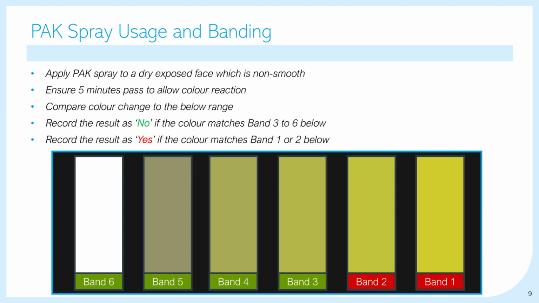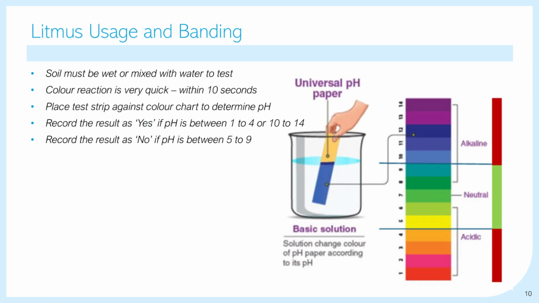Never guess. Now the litmus test. This helps confirm contamination in the subbase by checking the pH. Take a small sample of the subbase, mix it with clean water, and dip in the strip. The reaction takes about 10 seconds. Compare the strip color to the chart. If the reading is between 1 and 4 or between 10 and 14, record it as yes. This could indicate contamination. If the result is between 5 and 9, record it as no. Like pack spray, the litmus test should back up what you have already seen or smelled, not make the decision for you. If you would like more time to read the slide, pause here. If not, let's move on.